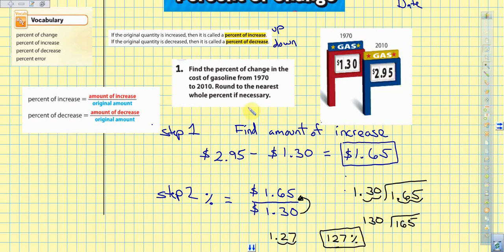A lot of times in our problems, we want to make sure: does our answer make sense? A couple of things you have to remember. We always put the amount of increase over the original amount. When you divide, you have to move the decimals. And when you change your answer from a decimal to a percent, you have to move the decimal over twice to get your 127%. Okay, right now I'd like you to go to GoFormative and start with problem number 1.